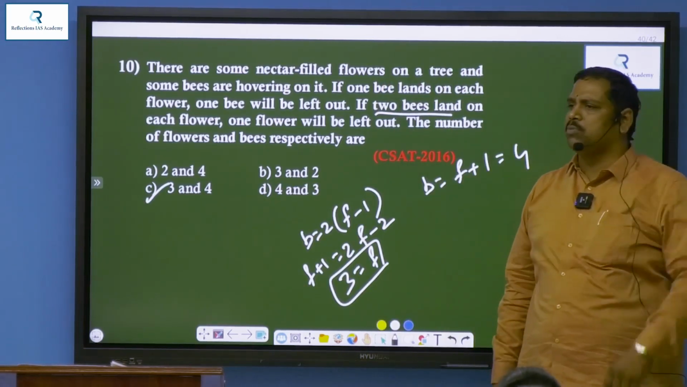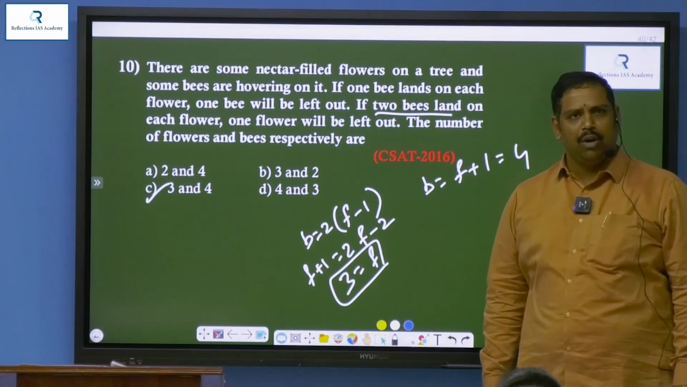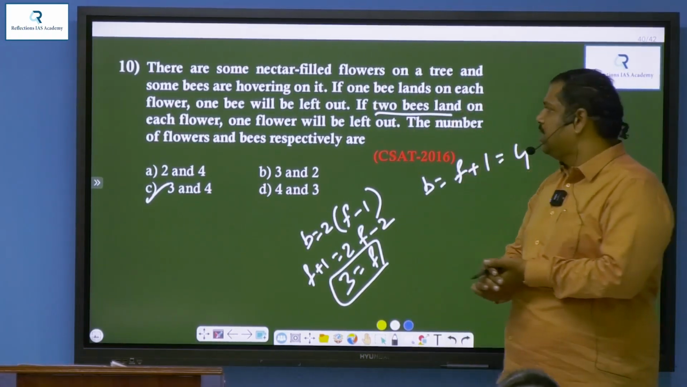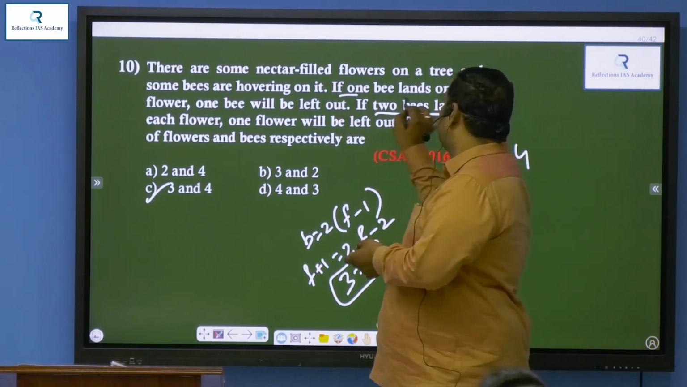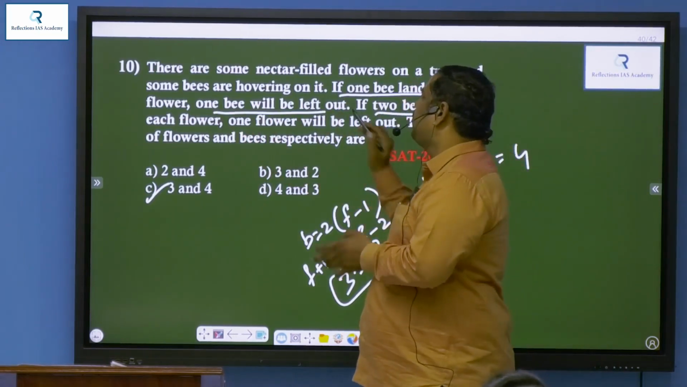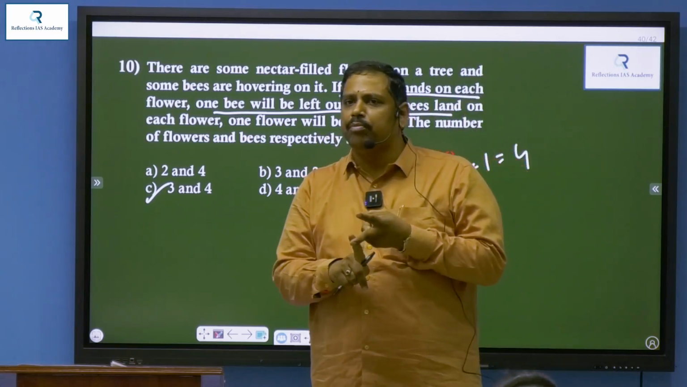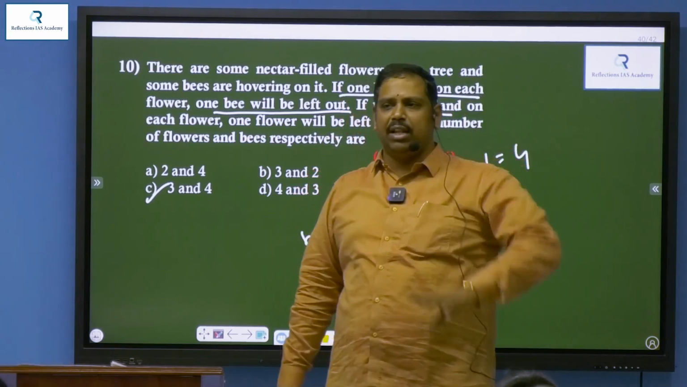Option verification is one possibility. Maybe that is easy for you. The beautiful part that you can understand is, observe this one. 1 bee lands on each flower, 1 bee will be left out. Tell me, here are bees more or flowers more? 1 bee will be more than the flowers.